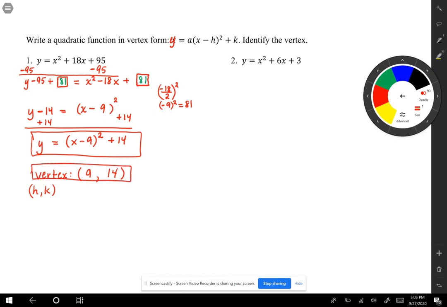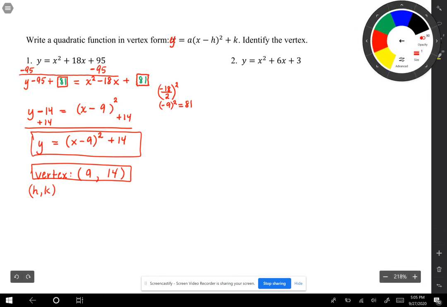Okay. The next one, follow the same steps. So subtract 3. Y minus 3 equals x squared plus 6x plus draw another square. And let's find what number should go in the square. So 6 divided by 2, take that and square it. So that's 3 squared, which equals 9.